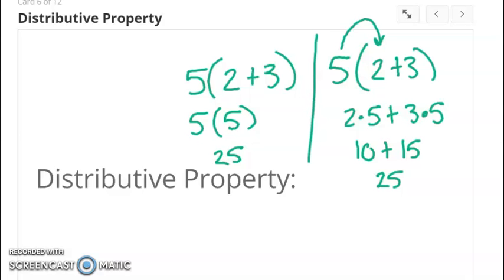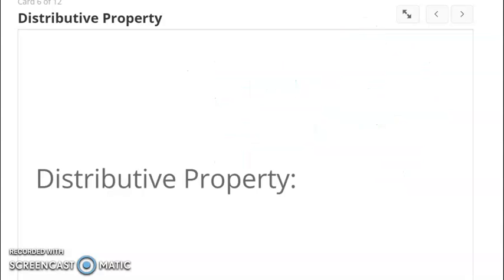So why does that matter? We use the distributive property for expressions with variables. So for instance, if I had an expression such as this, I would not be able to add before I multiply. I don't know what y is. I can't add an 8 and a y. They're not like terms. That's like trying to add a cat and dog.